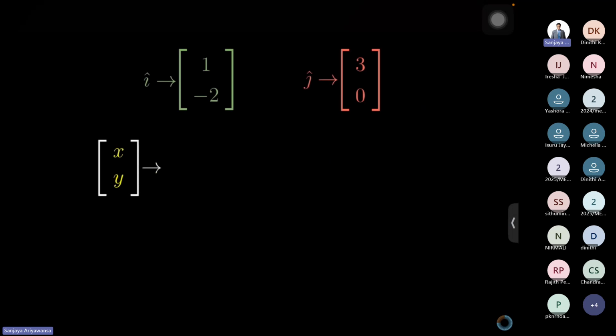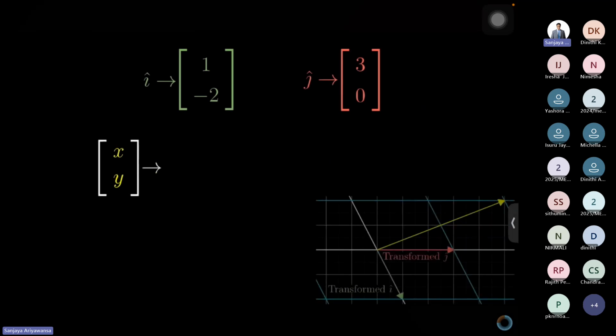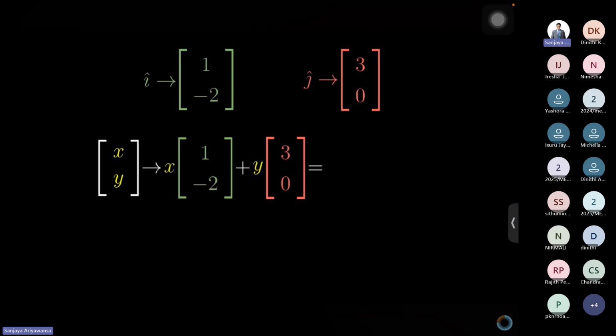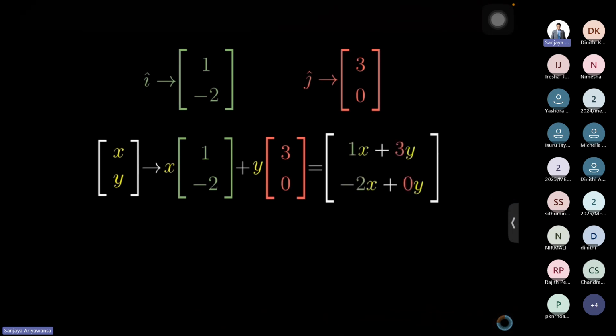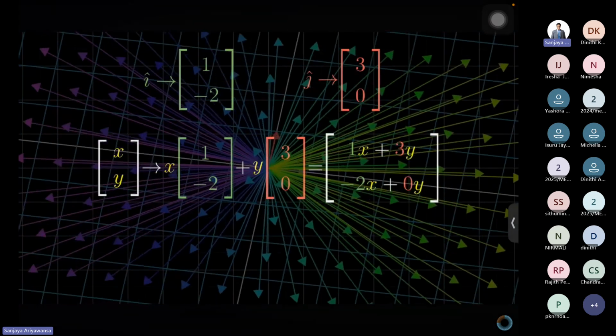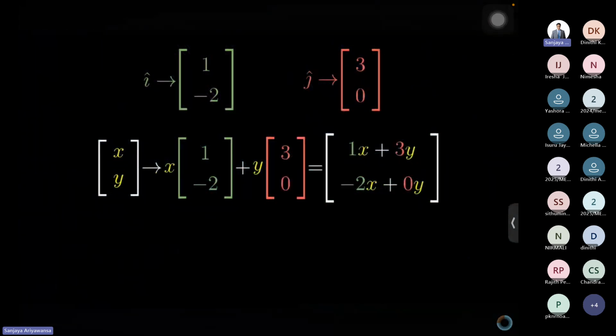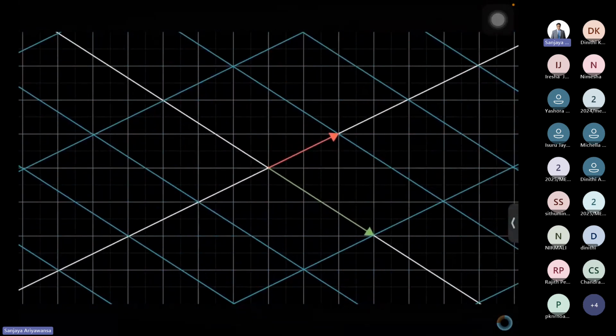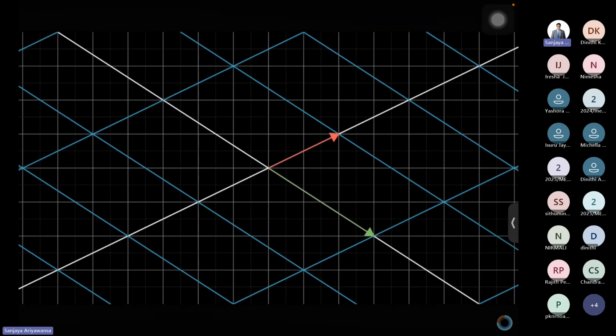Write the vector with more general coordinates, x and y, and it will land on x times the vector where i hat lands, 1, -2, plus y times the vector where j hat lands, 3, 0. Carrying out that sum, you see that it lands at 1x plus 3y, -2x plus 0y. I give you any vector, and you can tell me where that vector lands using this formula. What all of this is saying is that a two-dimensional linear transformation is completely described by just 4 numbers, the 2 coordinates for where i hat lands and the 2 coordinates for where j hat lands.